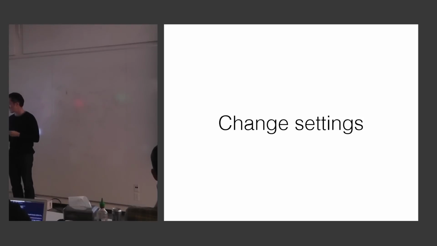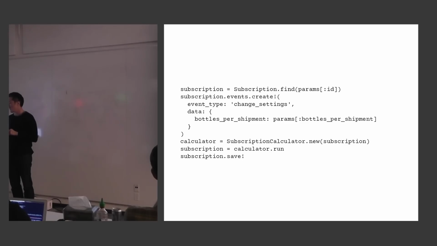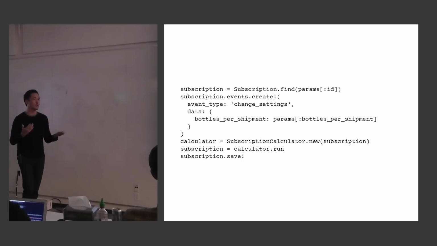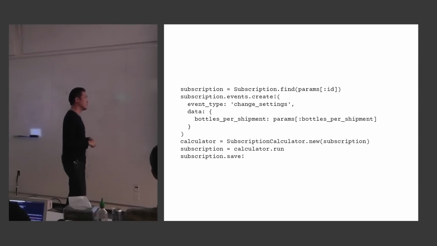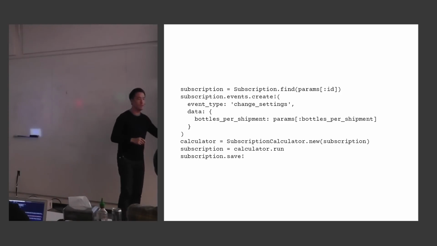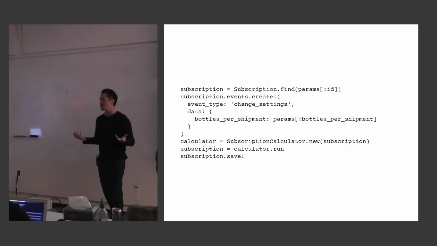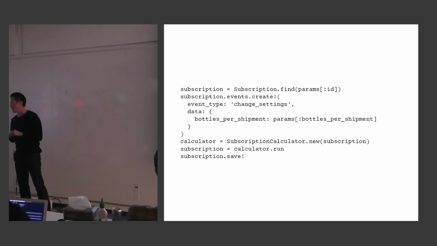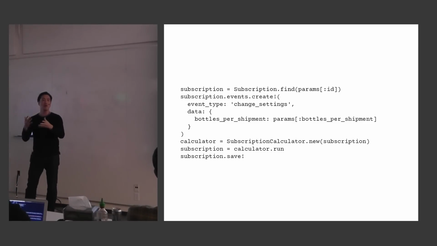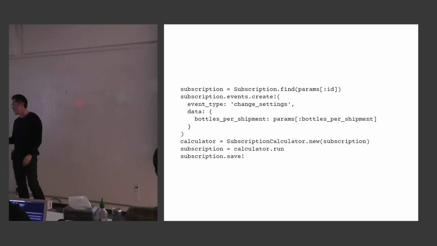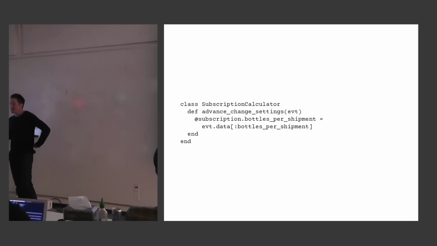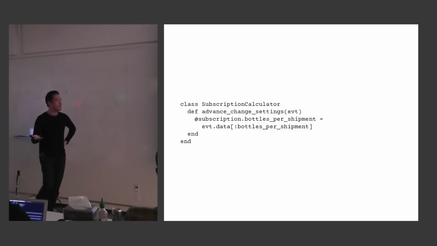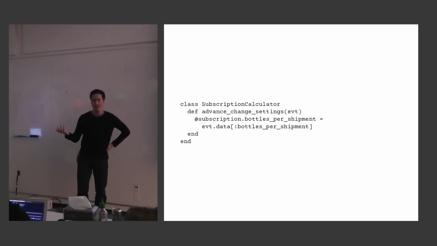Change settings is actually pretty prosaic, but you're going to have that too. Let's say somebody wants to increase or decrease the number of bottles per shipment they get. So you have an existing subscription in the controller, you just get it based on an ID. And then you create a brand new event called change settings, and then you say, oh, the bottles per shipment is now updated to this number. And then you run the calculator. Inside the calculator, you add one more method, advance_change_settings, and you just set the bottles per shipment.